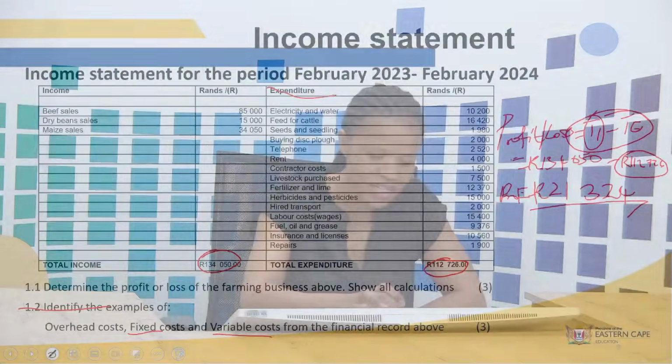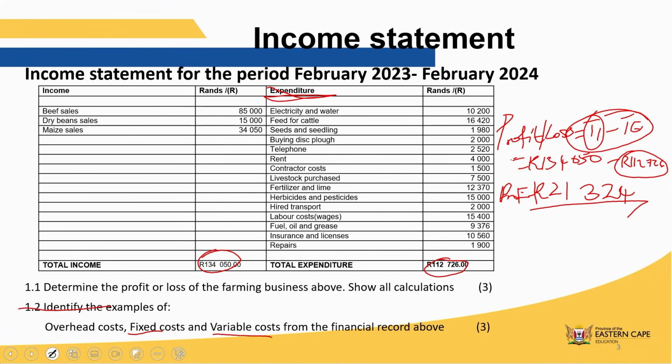The second question, 1.2, identify the examples of the overhead costs from the income statement. The fixed costs, the variable costs from this income statement. When we are identifying these costs, we look into the expenditure, not under the income. So under the expenditure, we have different costs here.